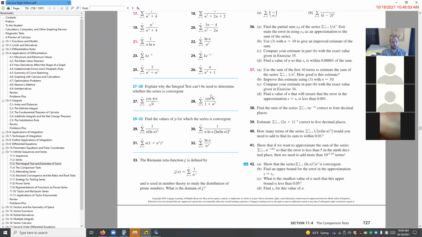Similar issues exist here. This function is not decreasing. The associated function cos squared x over 1 plus x squared is not a decreasing function. It wiggles quite a bit. And in these cases, the integral and the series don't do the same thing.